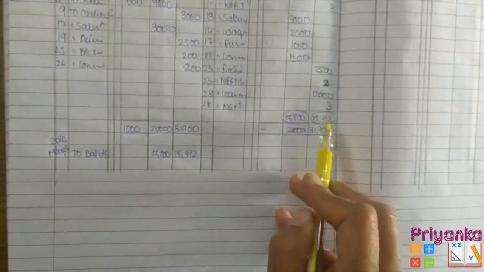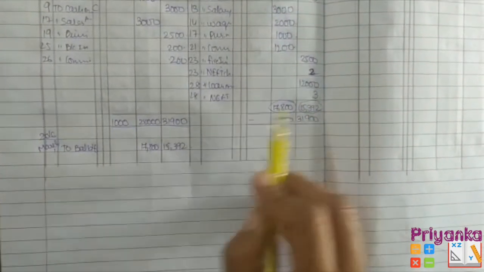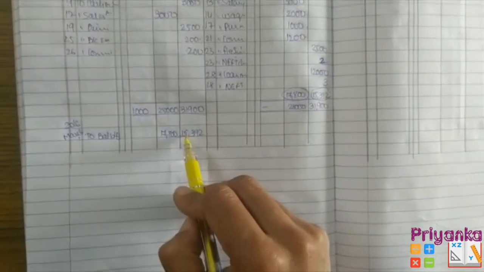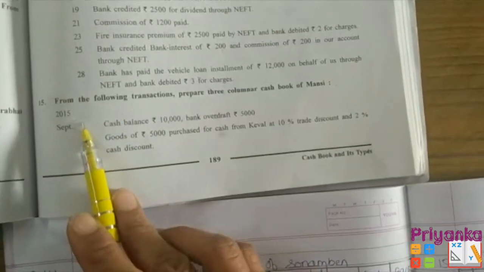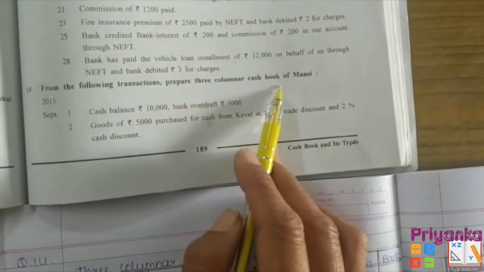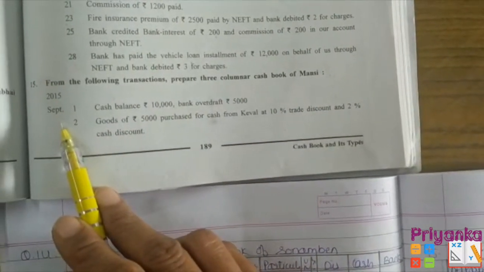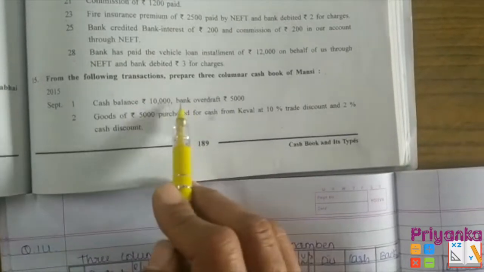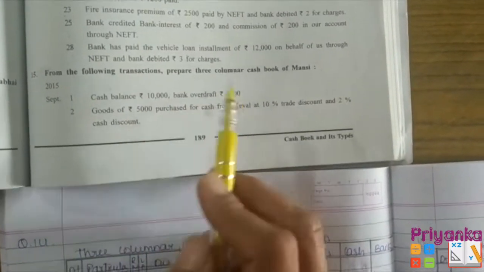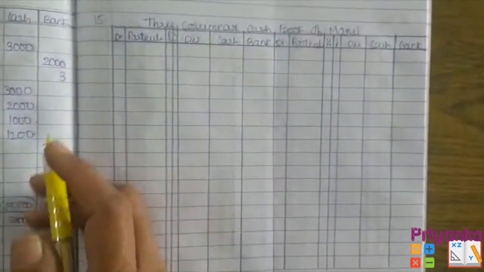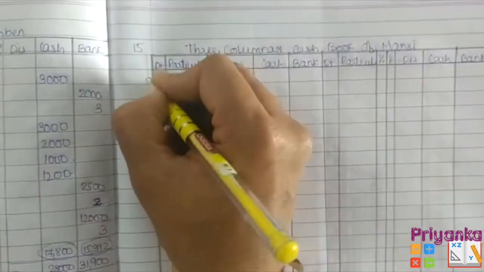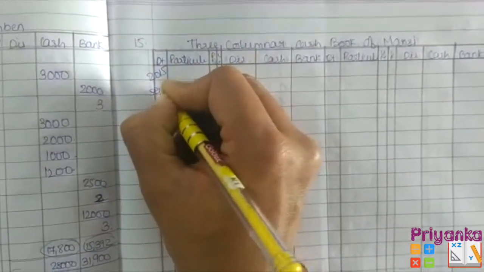Now we'll make a total and the difference is 17,800 and 15,392, which is shown as an opening balance for the next month. Moving to the next question, number 15. From the following transactions, prepare a three columnar cash book of Mansi for the year 2015, month of September. Cash balance 10,000 and bank overdraft is 5,000. So here I am ready with the specimen. So first write down the year and the month.